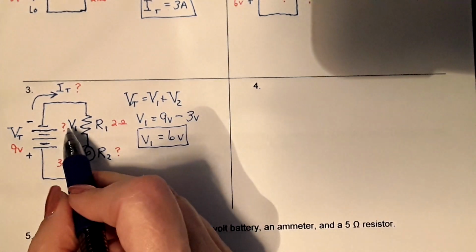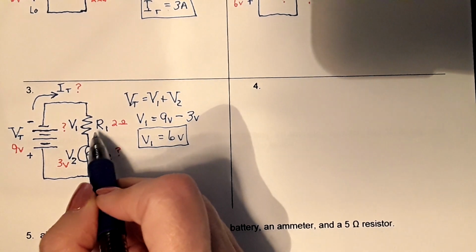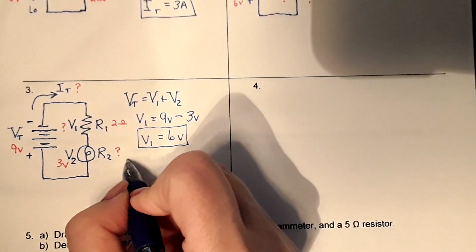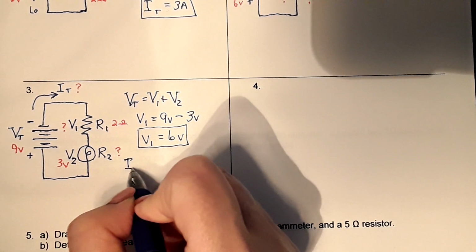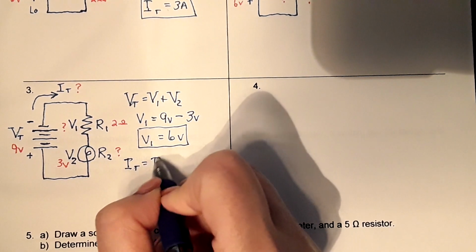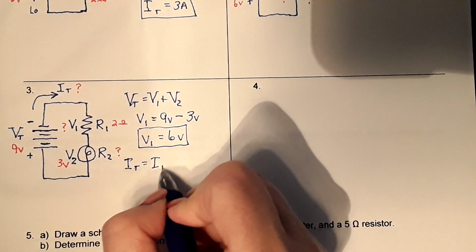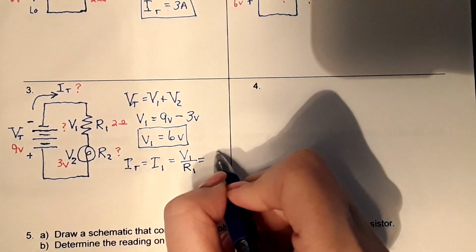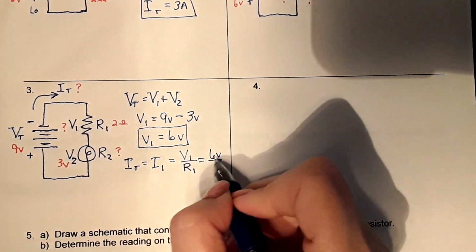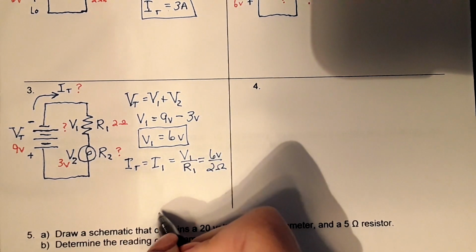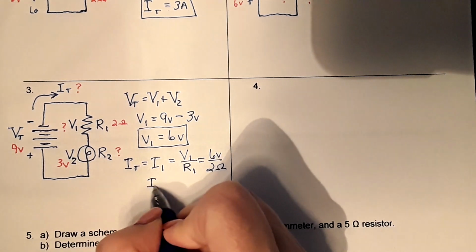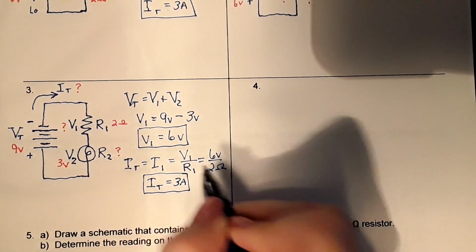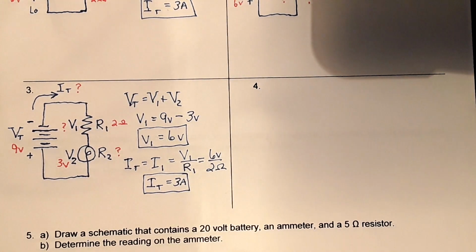Here we are. We've got V1 now and R1. Oh, look, we can use Ohm's law right here to get the current in the circuit. So we're going to say the current in the circuit, the total, is the same as what's going through R1, and that would be V1 over R1. So that'd be 6 volts that we just found divided by the 2 ohms of resistance. So IT would have to be 3 amps. Not too bad, is it?